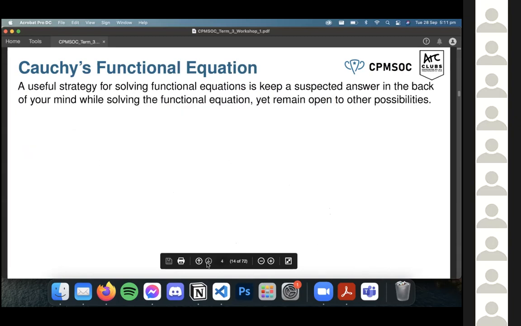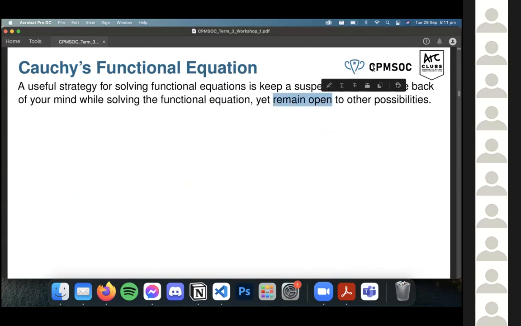And another really nice tip when it comes to functional equations is that sometimes, but not always, we're going to be able to guess a particular solution of the functional equation. When we guess this particular solution, it's nice to keep it in the back of our mind because it might help guide us in trying to solve the functional equation. But even if we think about this particular solution, we can't assume that it's our whole solution, so we have to remain open to all possibilities.